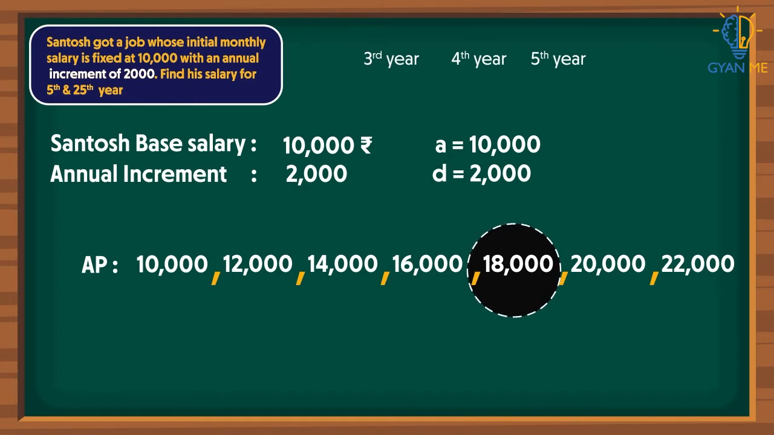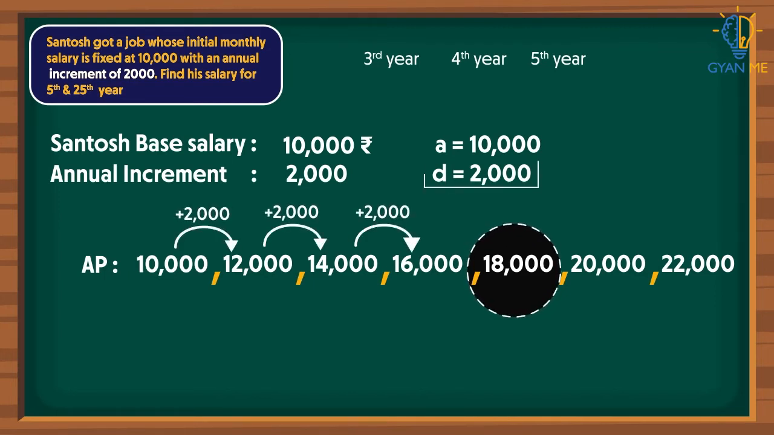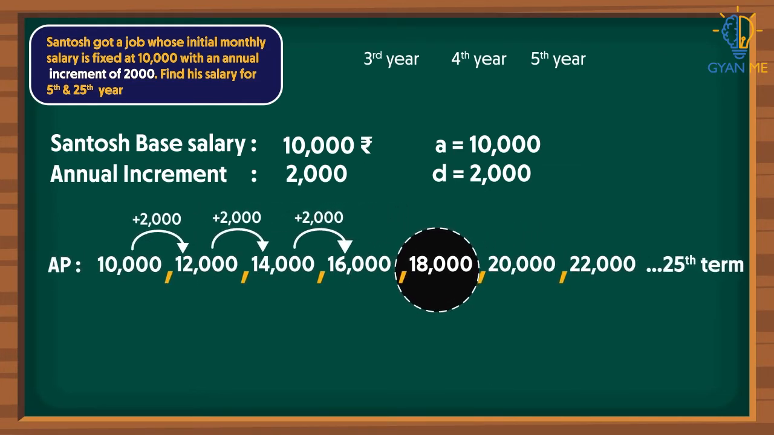Now observe that we get AP here as 10,000, 12,000, 14,000, 16,000 and 18,000 and so on. That is, there is constant increment of 2,000 every year. So 2,000 is added to each term as a common difference. Now looking at the pattern above, if we want to calculate the 25th term of this AP, that is salary of Santosh for 25th year, how can we do it? Pause the video, take a second and think about it.